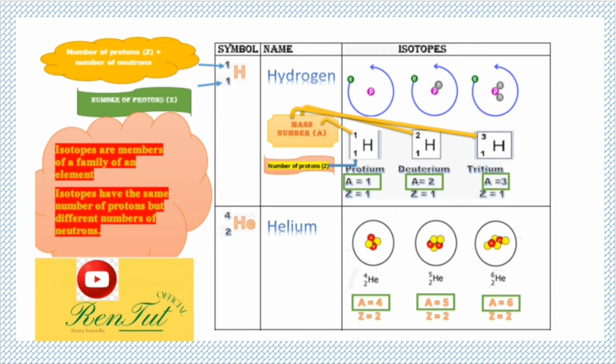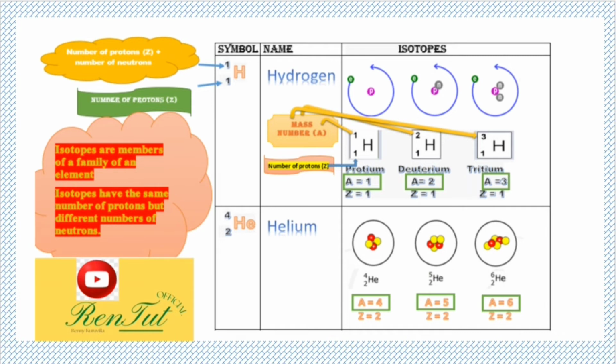So this follows the condition that all three are from the same family, the hydrogen family itself, and they have a similar number of protons. You can see Z is equal to 1 in all three cases, protium, deuterium and tritium, and the A number is different: A is equal to 1 in protium, A is equal to 2 in deuterium, and A is equal to 3 in tritium. So in all three cases the number of neutrons is different. That is the reason why they are called isotopes of hydrogen.